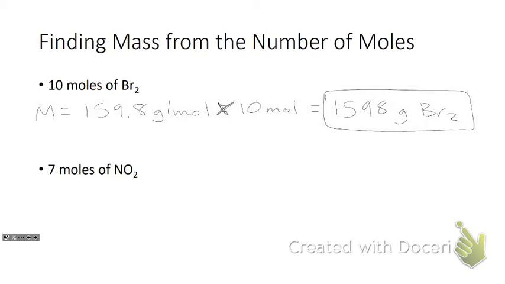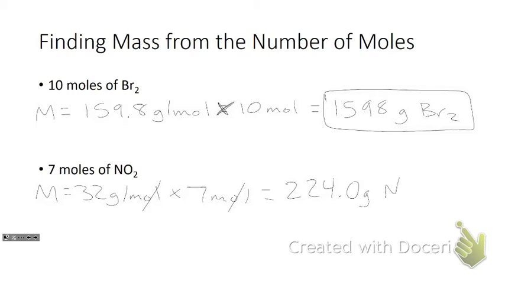And nitrogen dioxide has a molar mass of 32 grams per mole. In this particular question, we have 7 moles. So our mole units will cancel, and we are left with 224.0 grams of nitrogen dioxide.